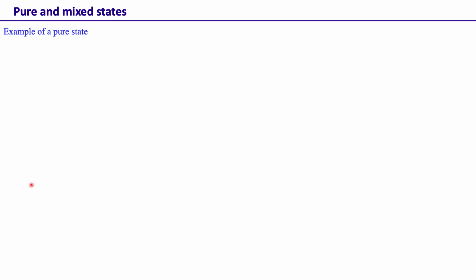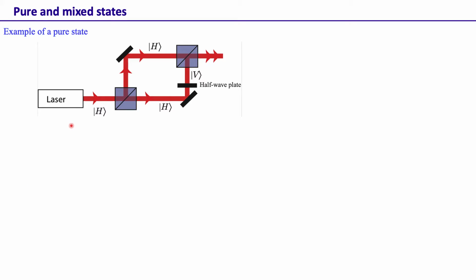Okay, so an example of a pure state. Let's take a laser. Suppose the laser gives us horizontally polarized light. Now let's divide this light using a beam splitter. Half of the light goes here, half goes there. Of course, this is horizontal, and the light that goes there is also horizontal. Now let's introduce a half-wave plate, which will convert this horizontally polarized light to vertically polarized light.